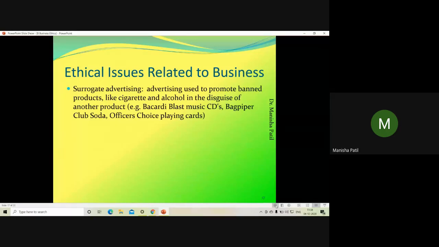As you know, Bacardi, Bagpiper, and Officer's Choice, all three are brands of alcohol, and even though you are advertising some other product like playing cards and soda, people can easily make a connection with the alcohol.